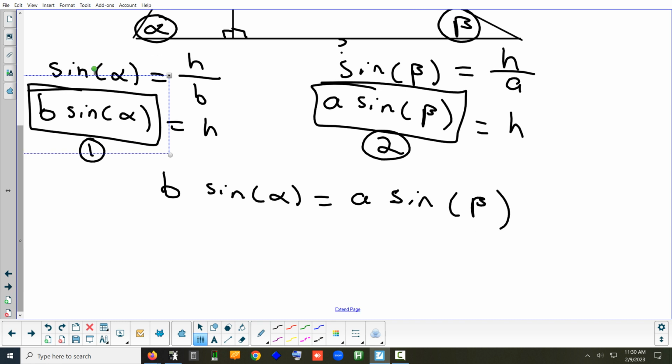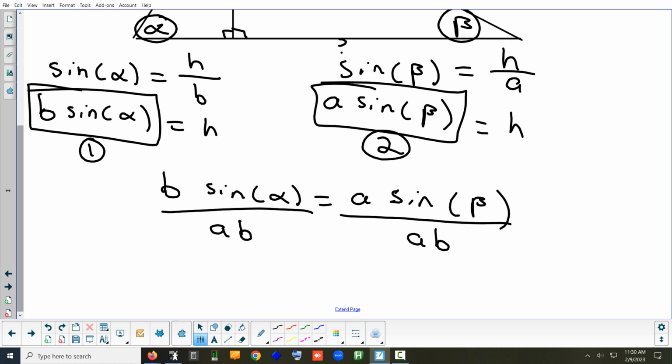Now what I'd like to do is make sure the B is over with the beta, and I want to put the A over on the side with the alpha. So how would you move B to the right side? Divide both sides by B. And how would you move the A to the left? Divide both sides by A.